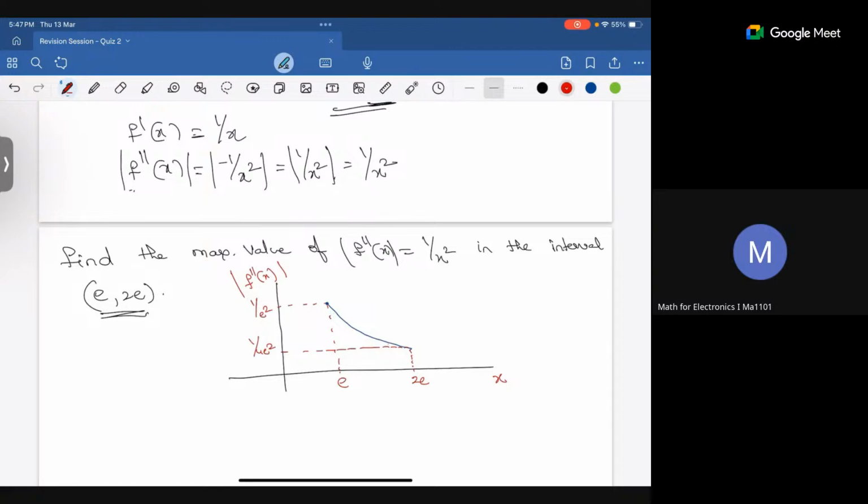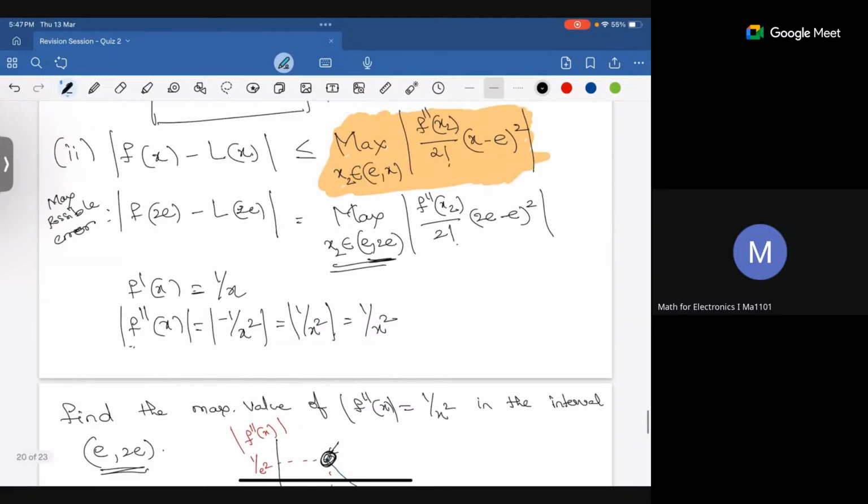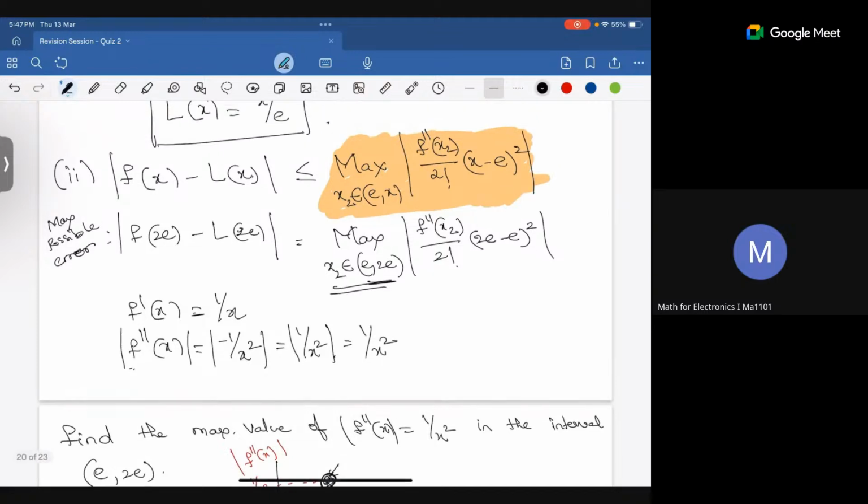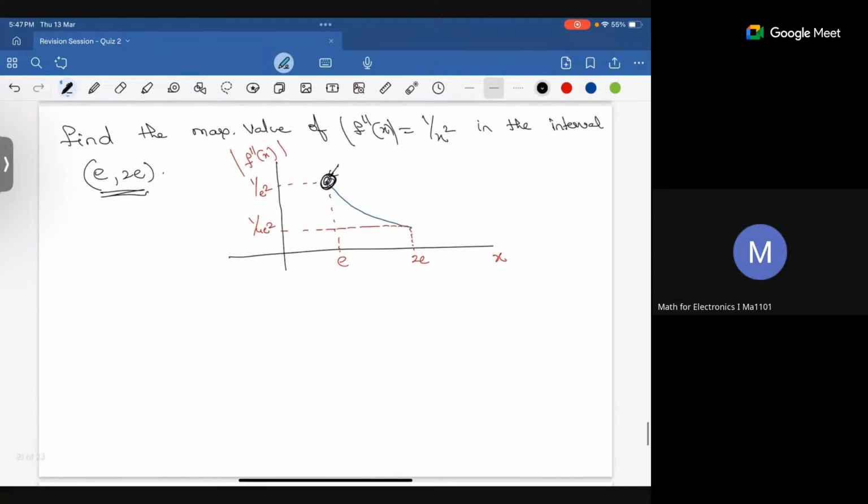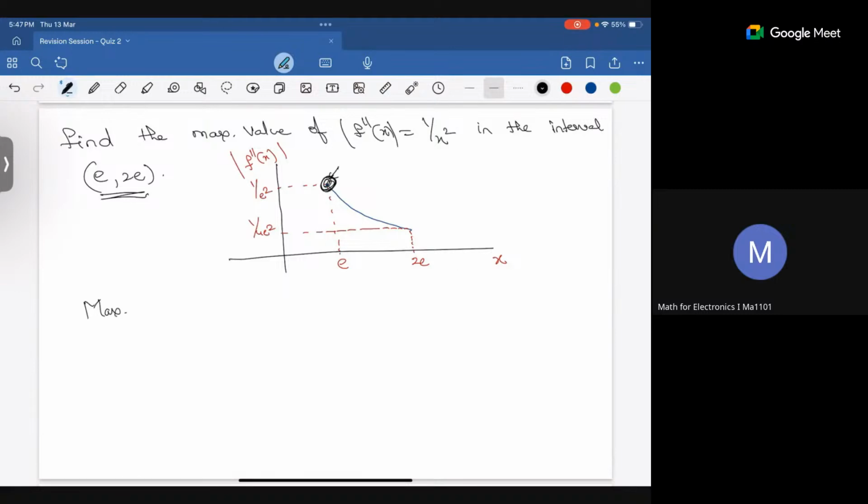Okay, so now within this interval, we can clearly see that the max value will be attained at the point e. So therefore, the maximum occurs at point e. Right, so what you have to do is x2 now is e. That's it. So the max possible error is f double prime of e divided by 2 factorial into (2e minus e) whole square.